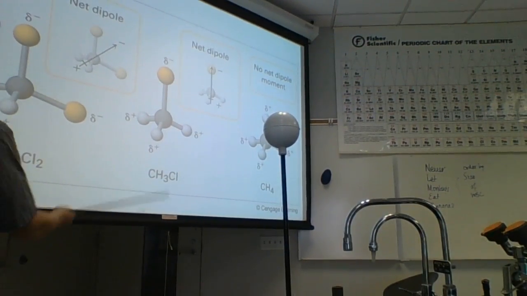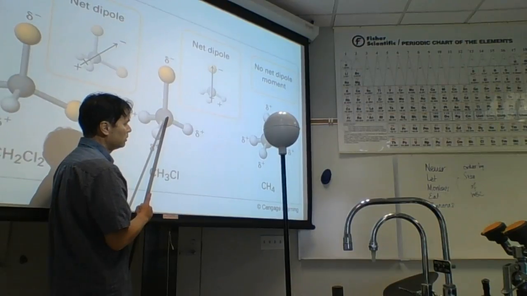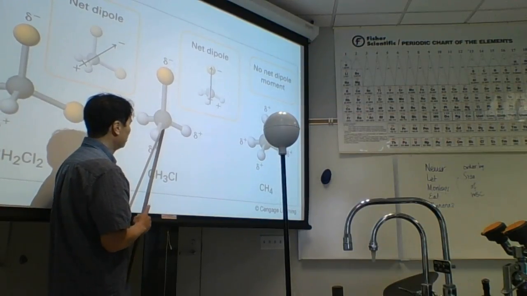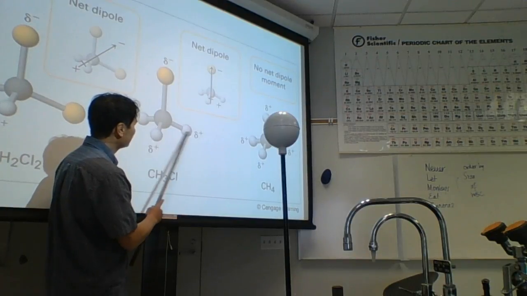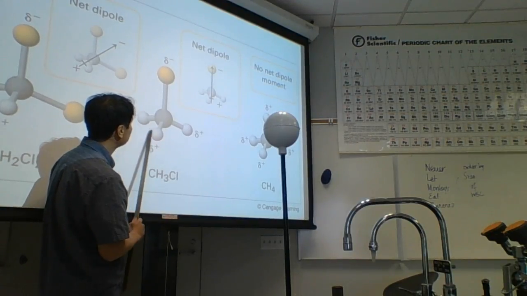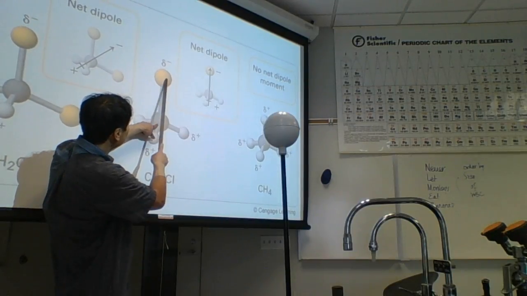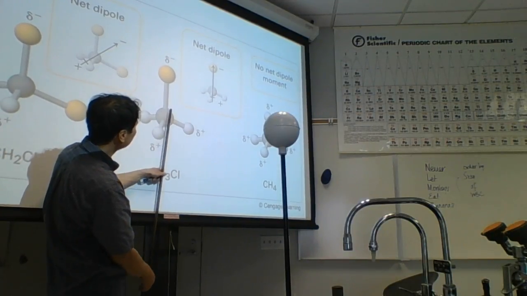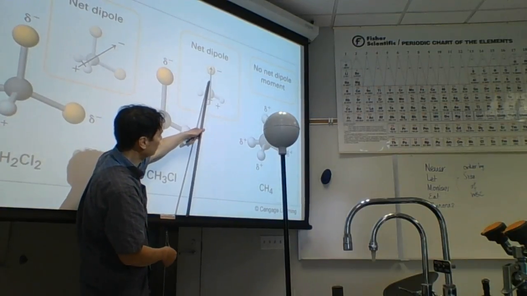Again, carbon and hydrogen we can totally ignore. Even though they're writing delta pluses here, carbon is 2.6, hydrogen is 2.2, it's only 0.4 difference. So it's negligible. These deltas should be written very small. But anyway, the carbon is delta plus for sure because of this chlorine. And so which way is it going to go? It's going to go straight up. And so that would be the molecular dipole here.